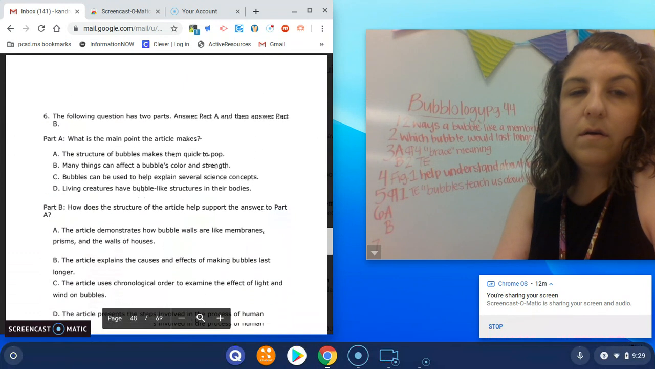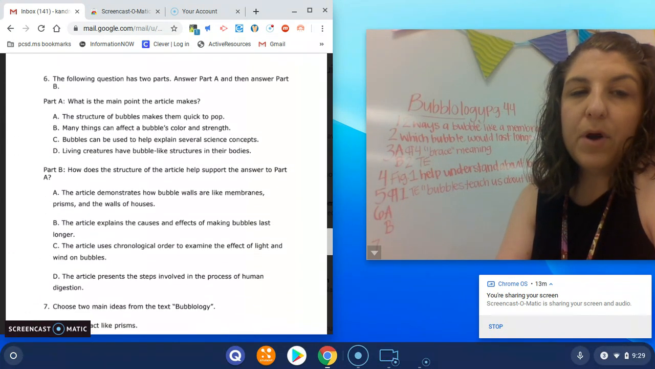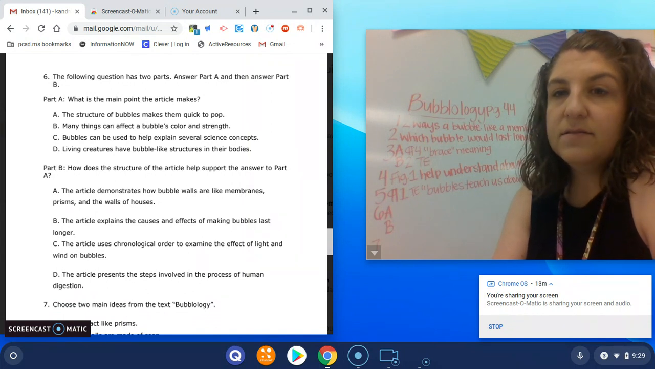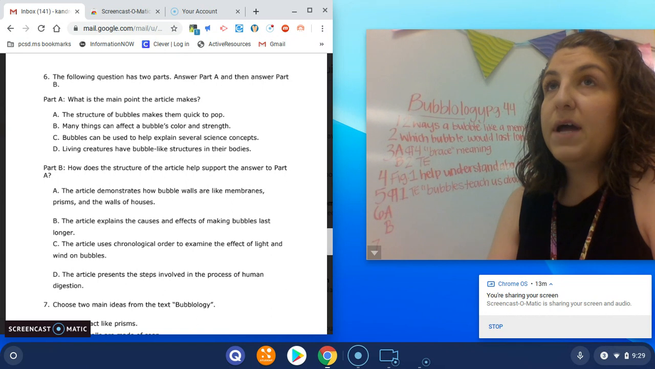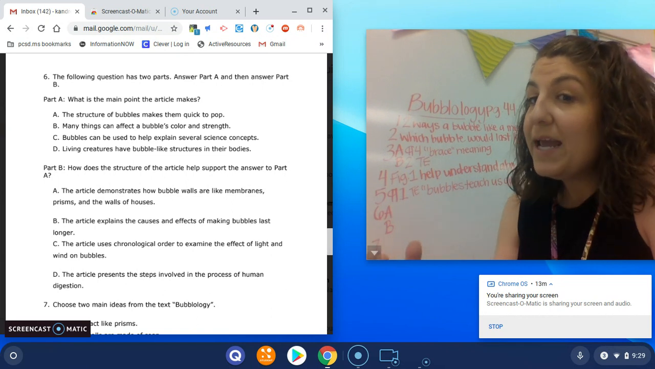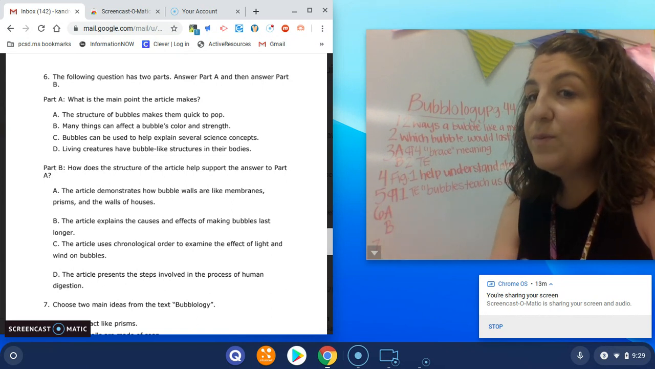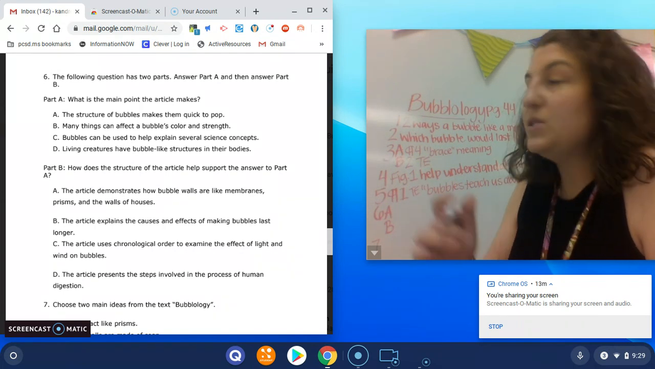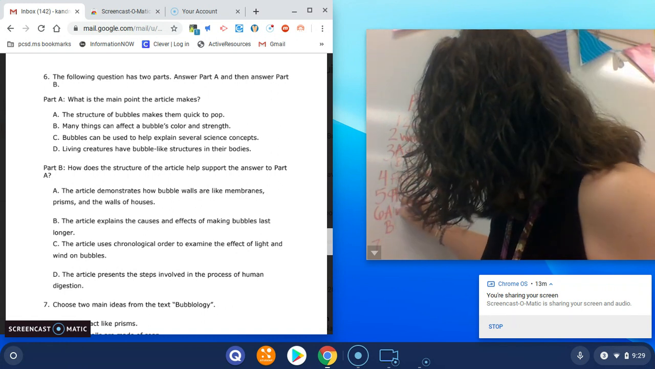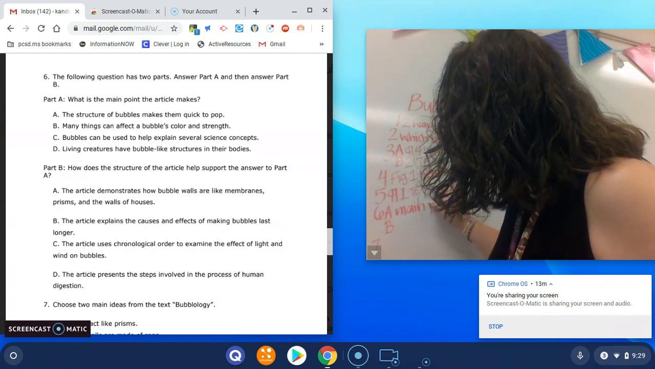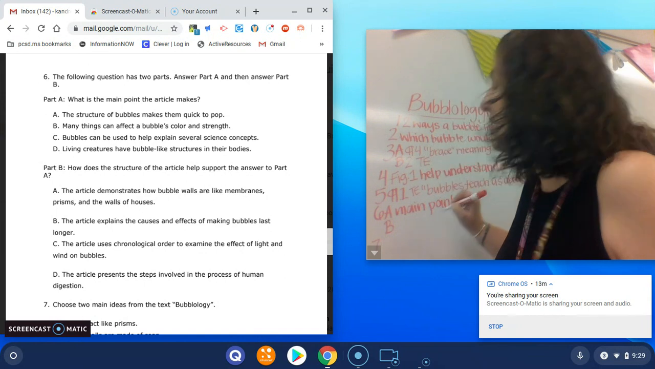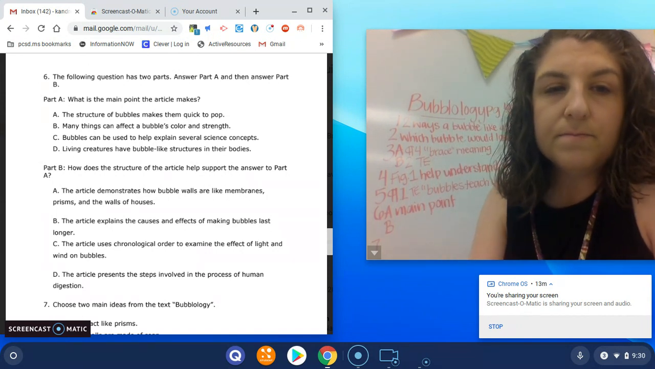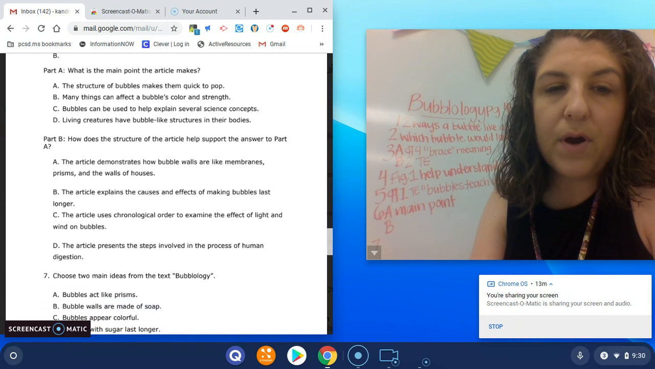Number 6 is also a Part A, Part B question. Part A says, what is the main point the article makes? Another word for main point would be main idea. So main point or main idea is what you can write for Part A. What's the big idea here? What's the article trying to tell us?